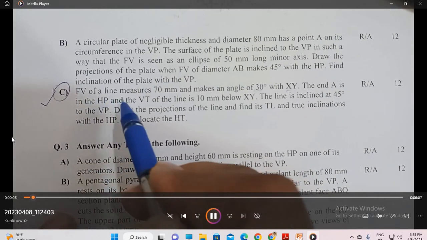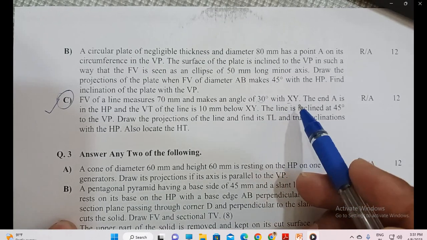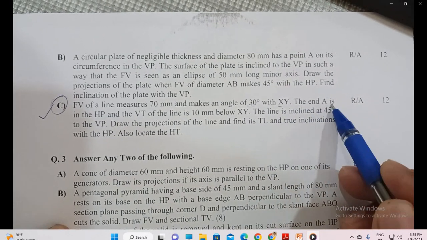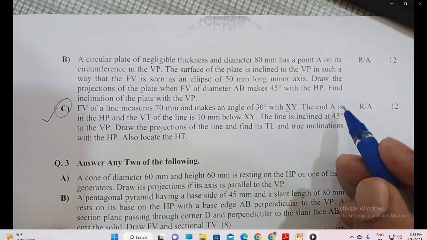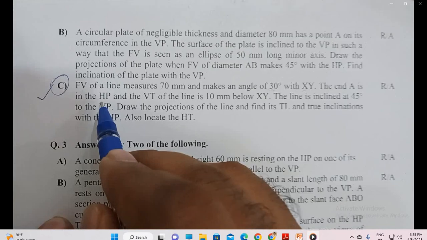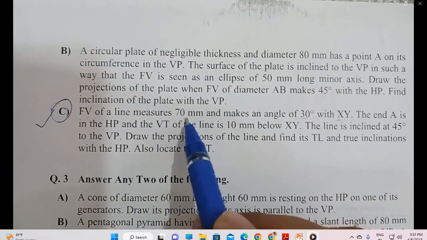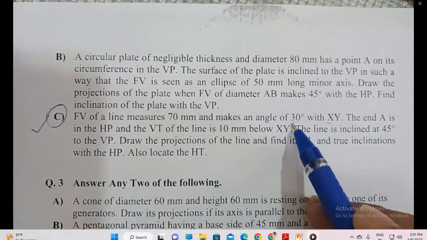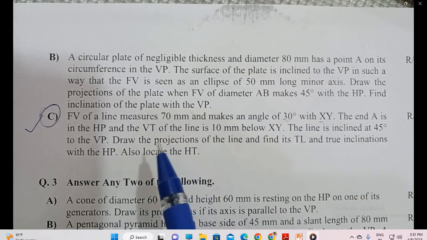Question is, the front view of a line measures 70 mm and makes an angle of 30 degrees with XY. The end A is in HP. So end A is in HP means the front view of the end A is given, that is in HP on the XY line, and the front view length is 70 mm, and that length makes a 30 degree angle with the XY line. So this is the first part of the question.